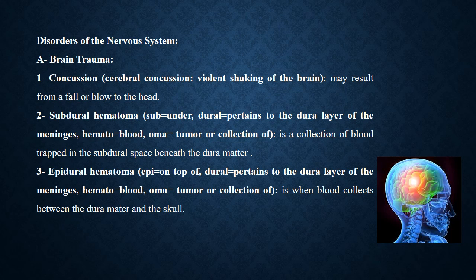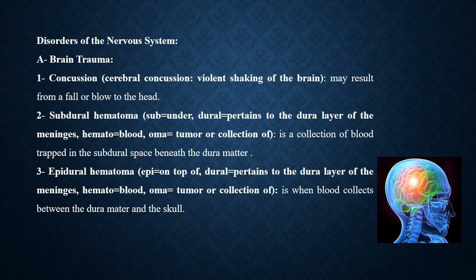Disorders of the nervous system. A. Brain trauma. Number 1. Concussion. Cerebral concussion, violent shaking of the brain, may result from a fall or blow to the head.